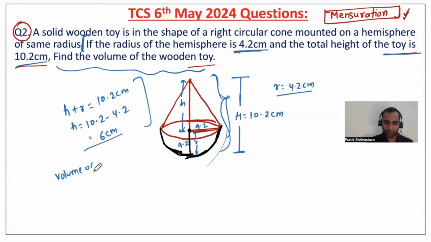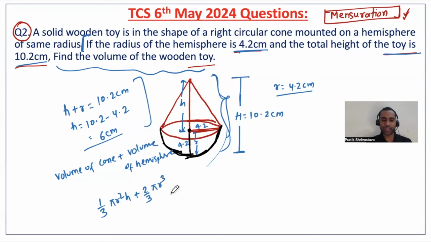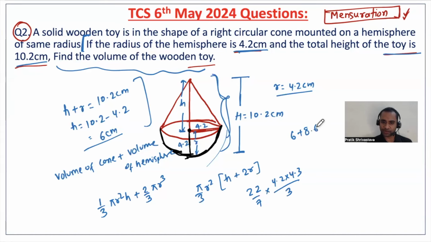volume of cone plus volume of hemisphere. The volume of the cone is 1 by 3 pi r square h, plus the volume of the hemisphere. The volume of a sphere is 4 by 3 pi r cube, so here it will be 2 by 3 pi r cube. Now pi by 3 r square we can take common, then h will be here and plus 2r. Pi is 22 by 7, into r square, which is 4.2 into 4.2, divided by 3, we have h. h is nothing but 6, and 2r is 8.4. So this will be nothing but 14.4.